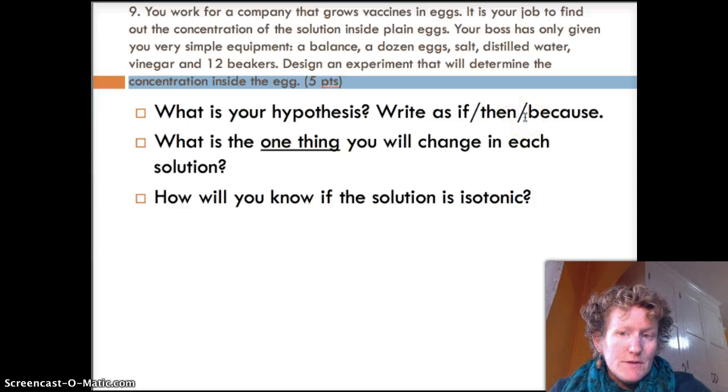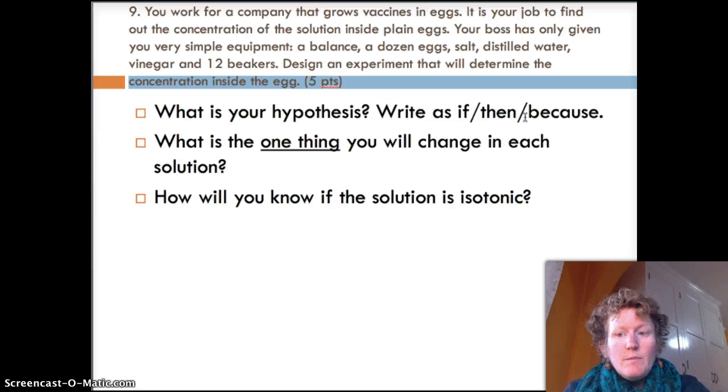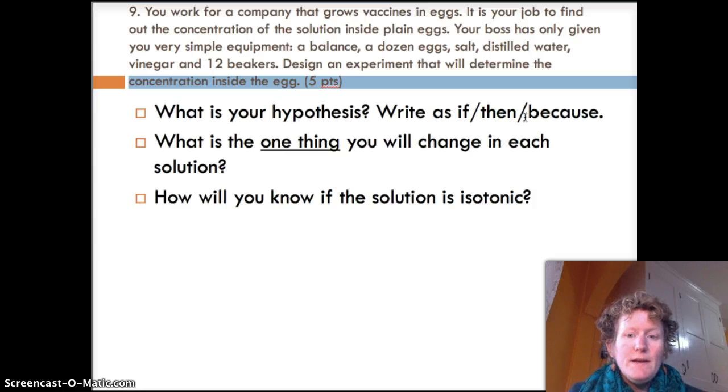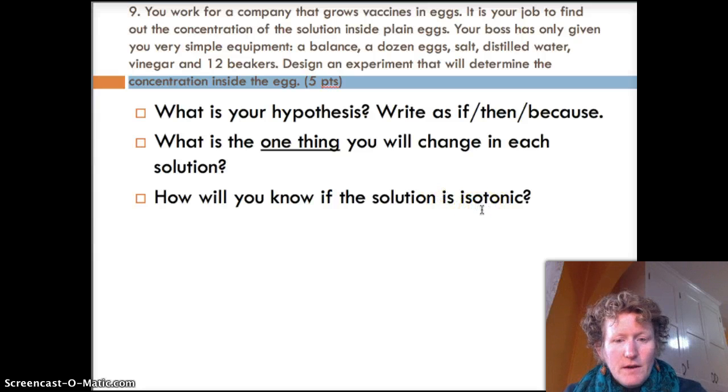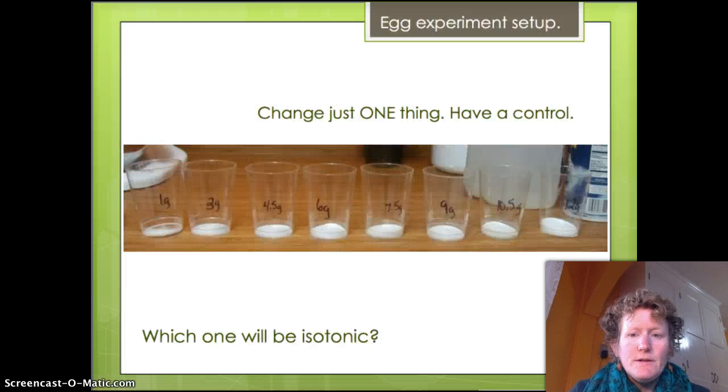If I make different solutions, then I can find one that's isotonic because I'll weigh the egg before and after and there'll be no change. One thing that we could change is the concentration of the solution. And we'll know the solution is isotonic if the egg does not change in mass before or after we put it in the solution. We'll weigh it before and we'll weigh it after.